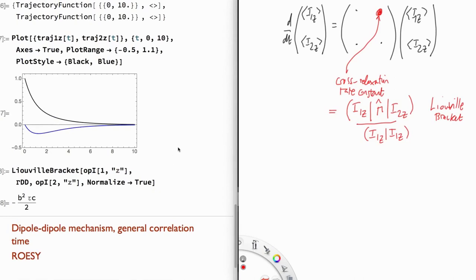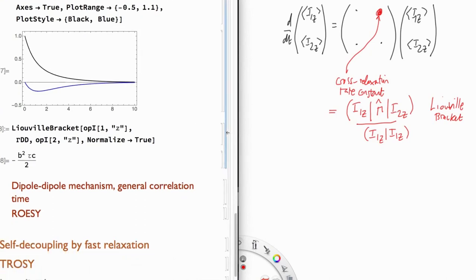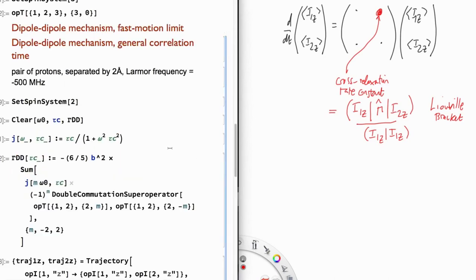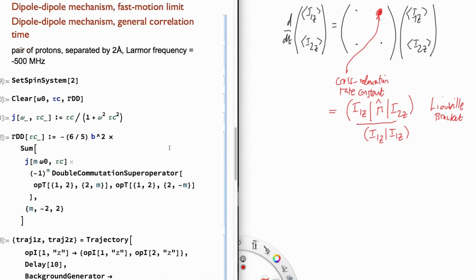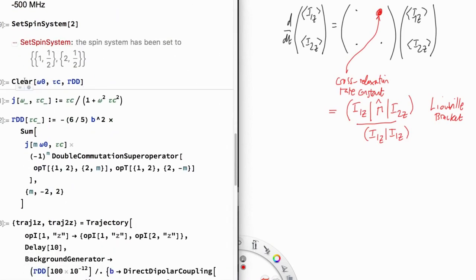But to handle biomolecular NMR, we have to be a bit more general than that. We can't use the limit of short correlation time all the time. So we move on now to the general correlation time case. Just to get this neat, I've cleared some previous definitions because I don't want those to conflict with the calculation coming up now. And here a very important function is the spectral density function.